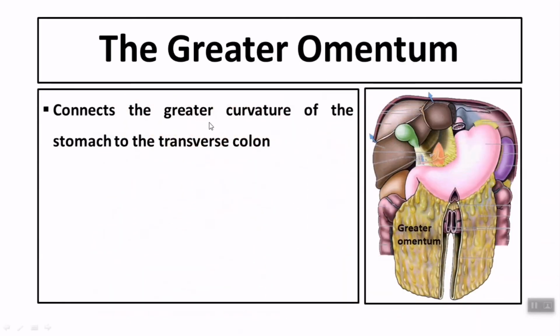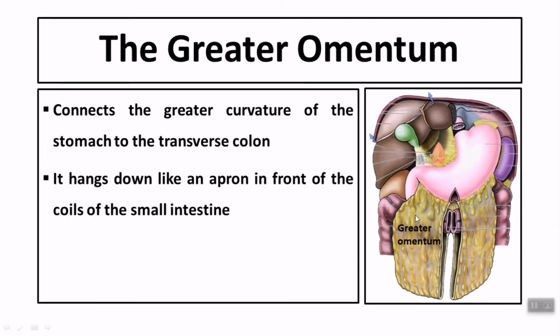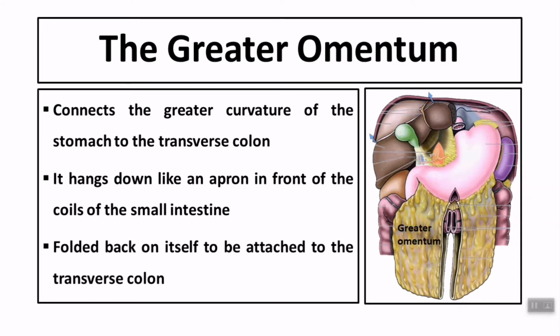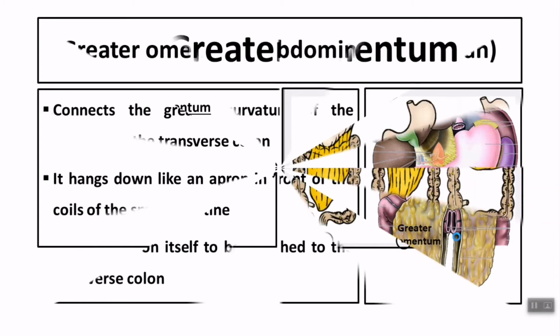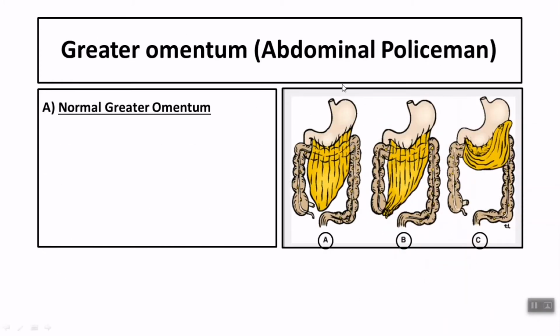So the greater omentum connects the greater curvature of the stomach, descends down and ascends up to be attached to the transverse colon. It hangs down like an apron in front of the coils of the small intestine, and it's folded back on itself to be attached to the transverse colon. It has important clinical application.